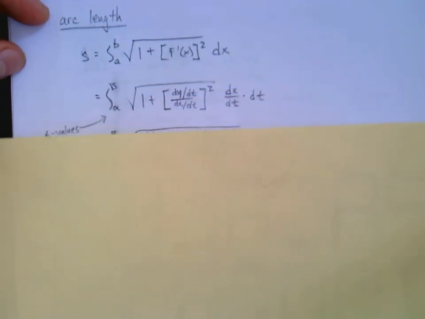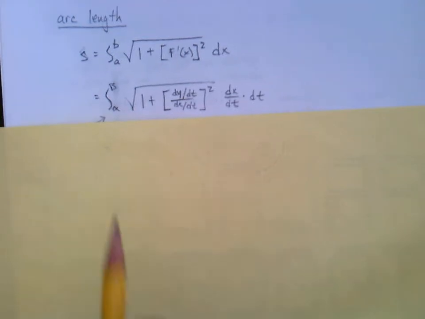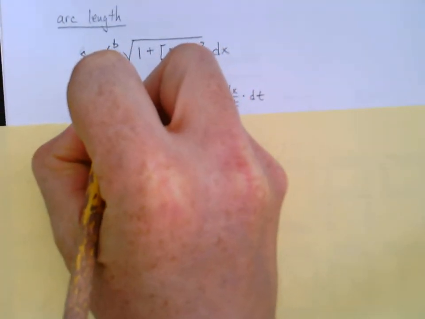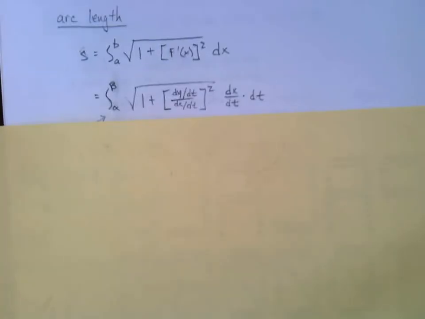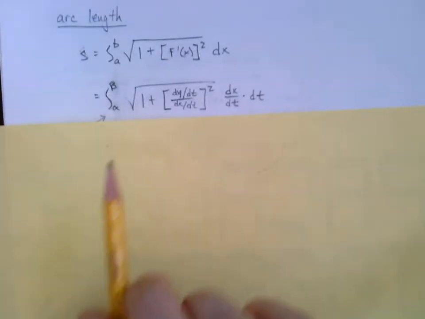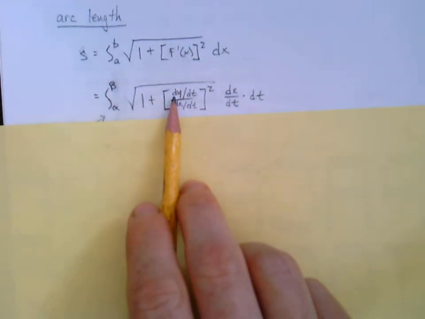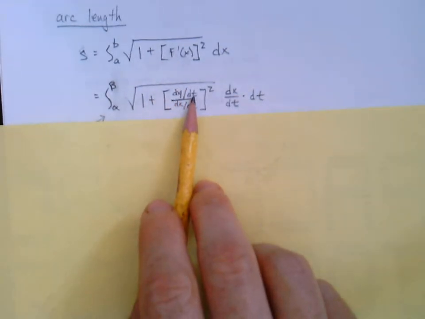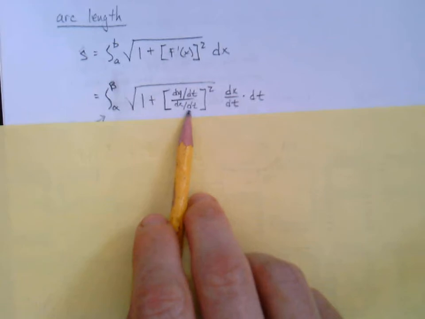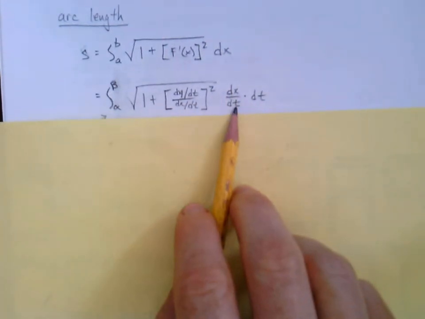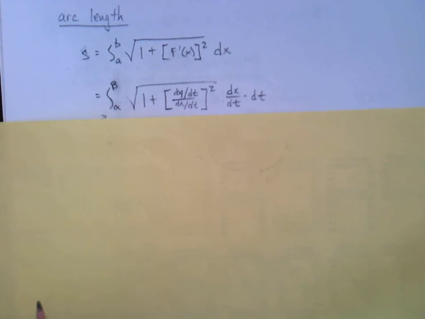So here we go. We're going to, of course, switch it to alpha to beta. Square root of 1 plus, that's all the same. Then our derivative, remember that's dy over dt over dx over dt, quantity squared. And dx, kind of like what we did in area, dx over dt times dt.